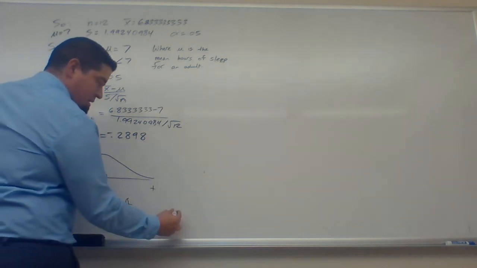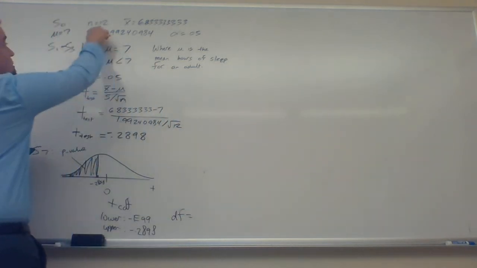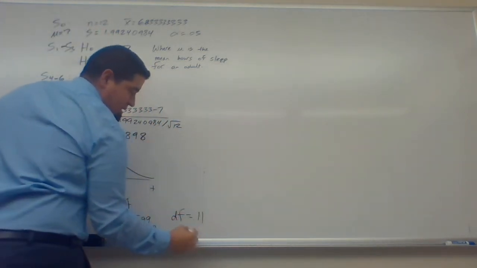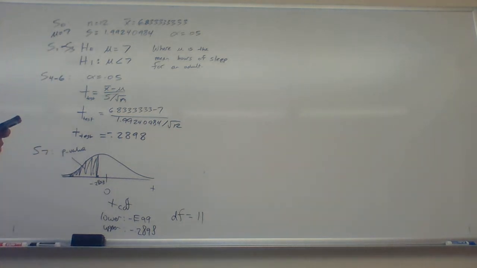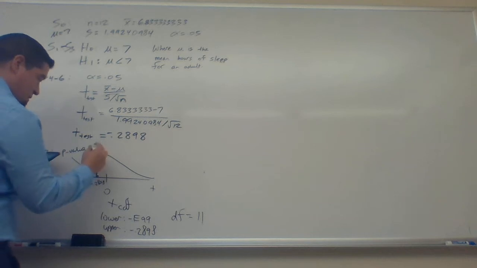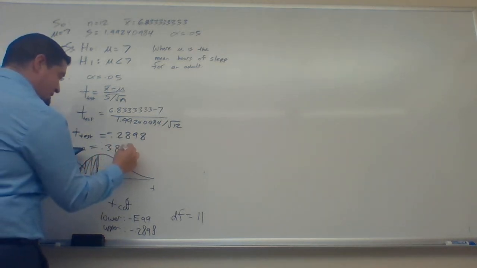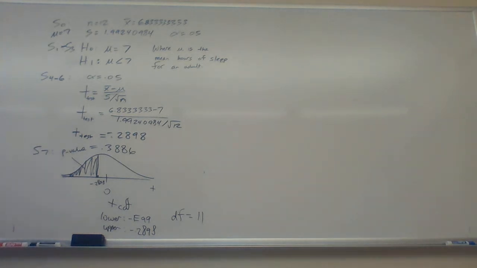On t-CDF, you'll notice it asks you for degrees of freedom. Remember, the degrees of freedom is 1 less than the sample size. So in this case, sample size is 12, degrees of freedom is 11. If you input this, you will get your p-value, which I find to be 0.3886.